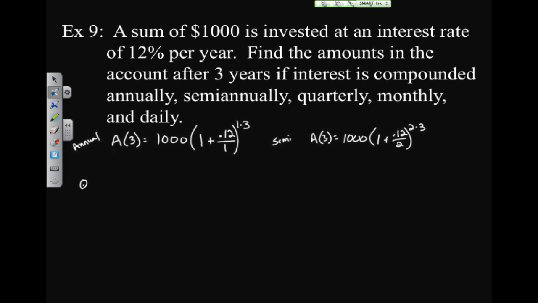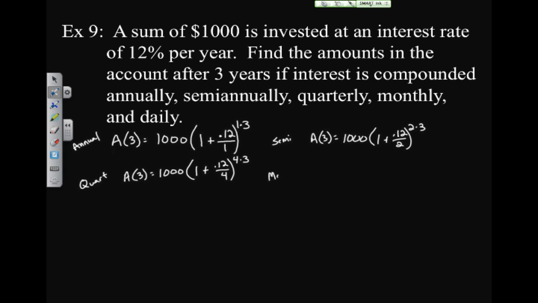Then if we go quarterly, we've got A of 3 equals 1,000 times 1 plus 0.12 over... quarterly means it is compounded 4 times per year, once every quarter. And so N is 4 in both of those spots.